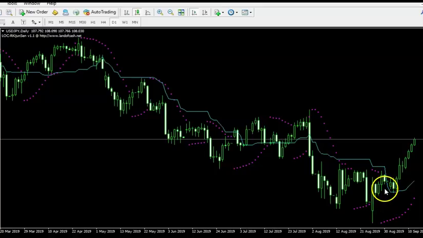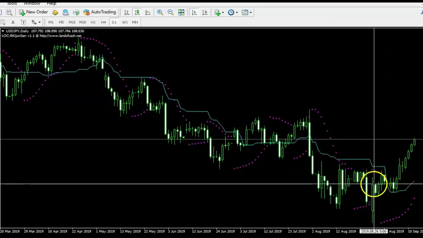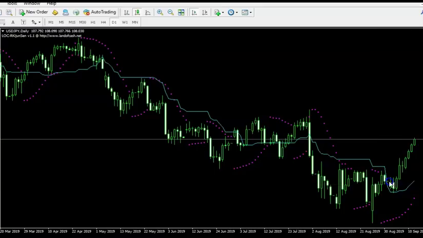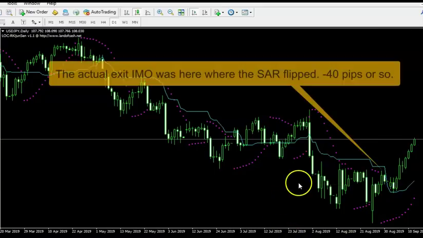As you guys know, as soon as price crosses the other way on the baseline, you are out of that trade no matter what. So, what did we lose? 10 pips. Not that big a deal.